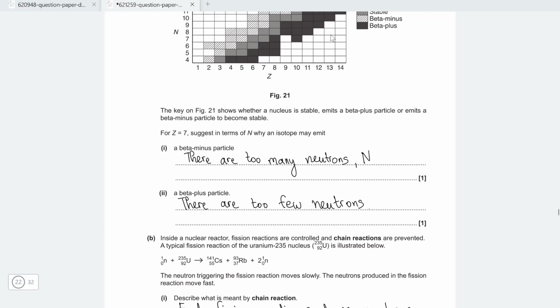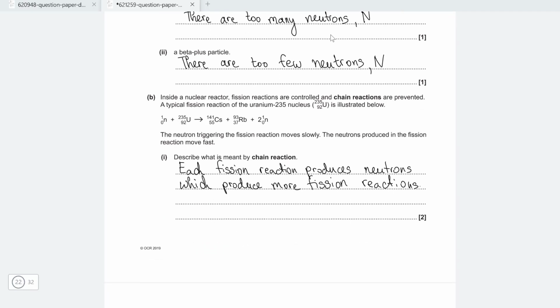There are too few n particles. And in beta plus particles, a proton is going to turn into a neutron. Part B: inside a nuclear reactor, fission reactions are controlled and chain reactions are prevented.